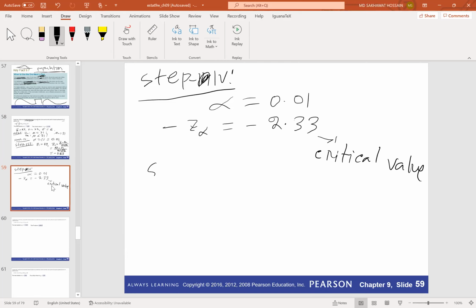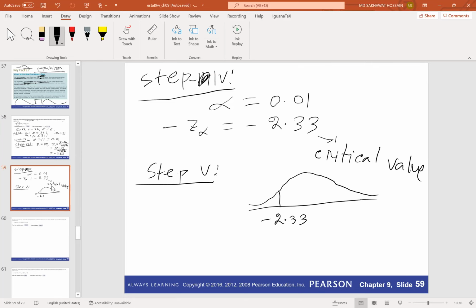So now in step 5, we'll make our decision. So what should be our decision in this case? It's better to draw the normal curve. So this is our critical value, which is negative 2.33. So the rejection region will be this area. This region will be the rejection region.